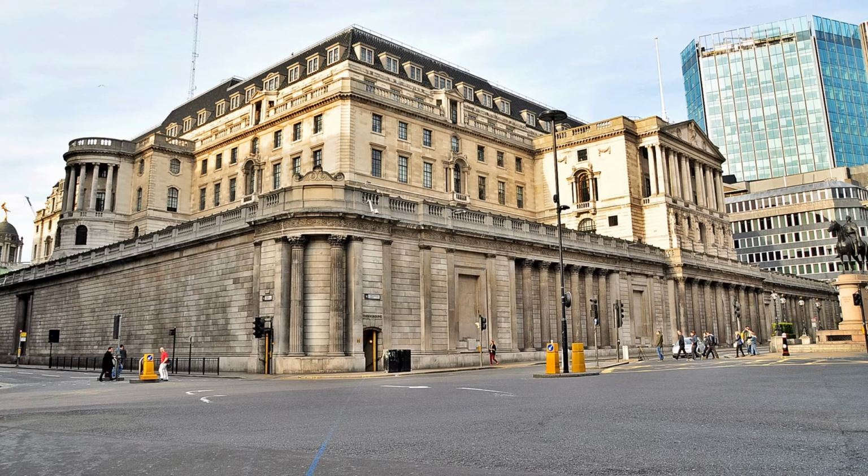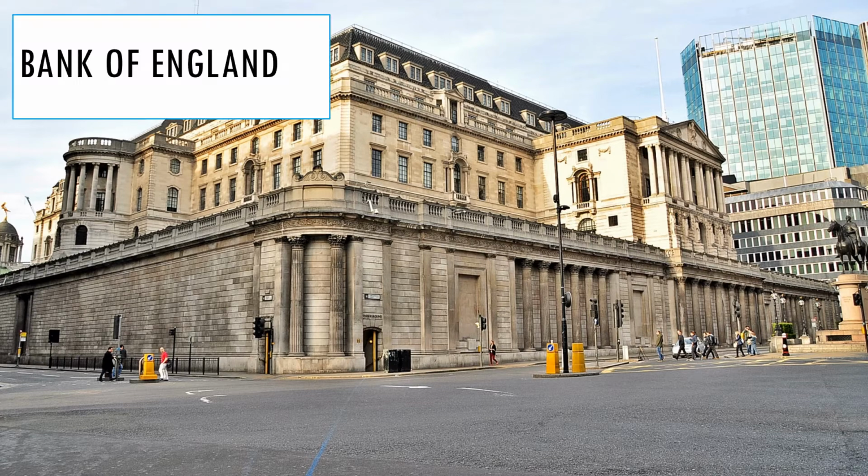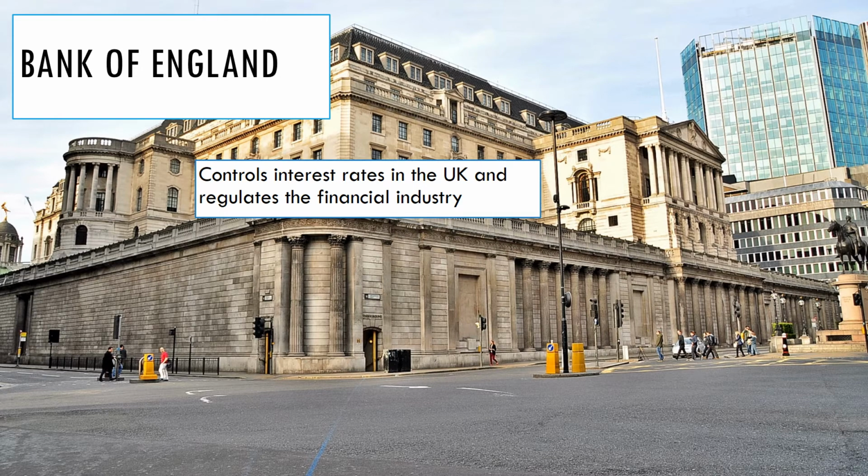Now, in the UK, this institution here is responsible for determining or influencing the rate of interest in the economy. This is the Bank of England, and they control interest rates in the UK and they regulate the financial industry. They have a very special role as a bank. They are not a normal bank that you or I would bank with, like NatWest or HSBC. They are what's known as the bankers' bank.